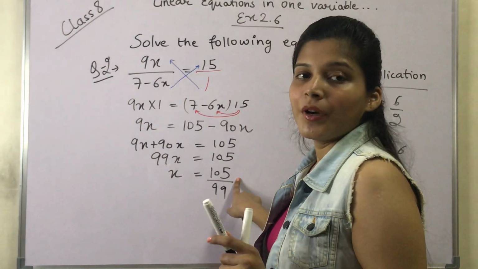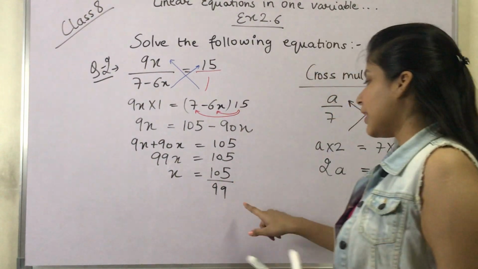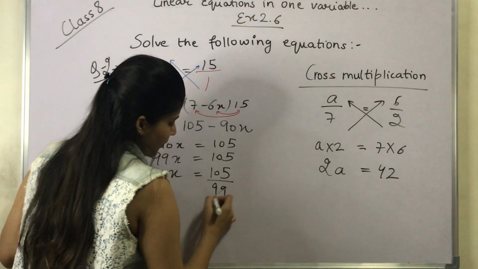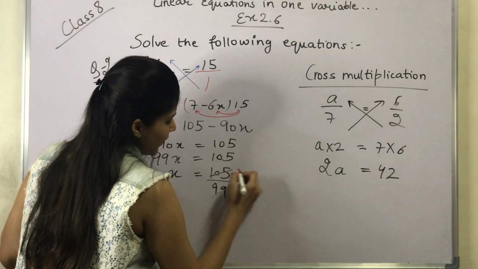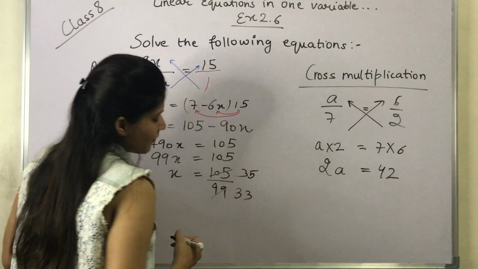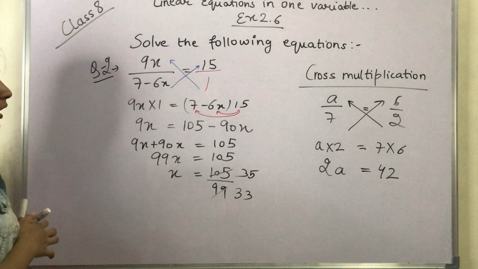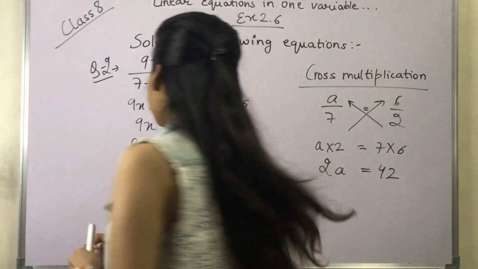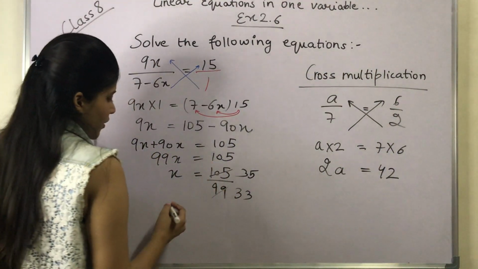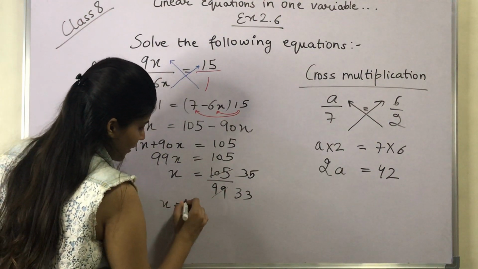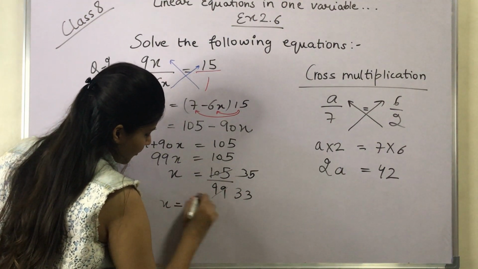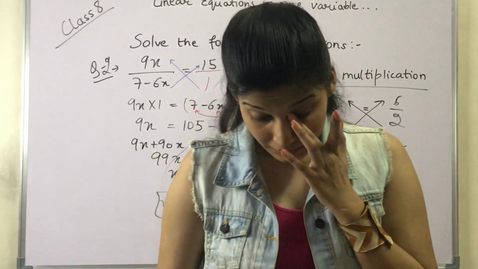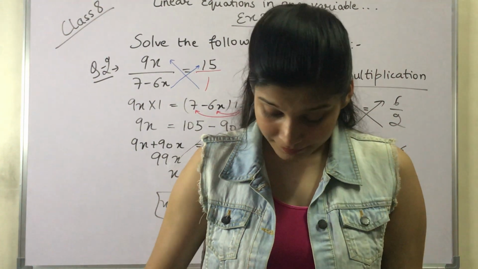It means that this number is also a multiple of 3. Similarly, 99 is also a multiple of 3. So we can cut these numbers by 3. 3 threes are 9, 3 threes are 9, 3 thirty-fives are 105. So 35 upon 33. Now this is the value of x. So the value of x comes out to be 35 upon 33. This is the answer of this equation, question number 2.